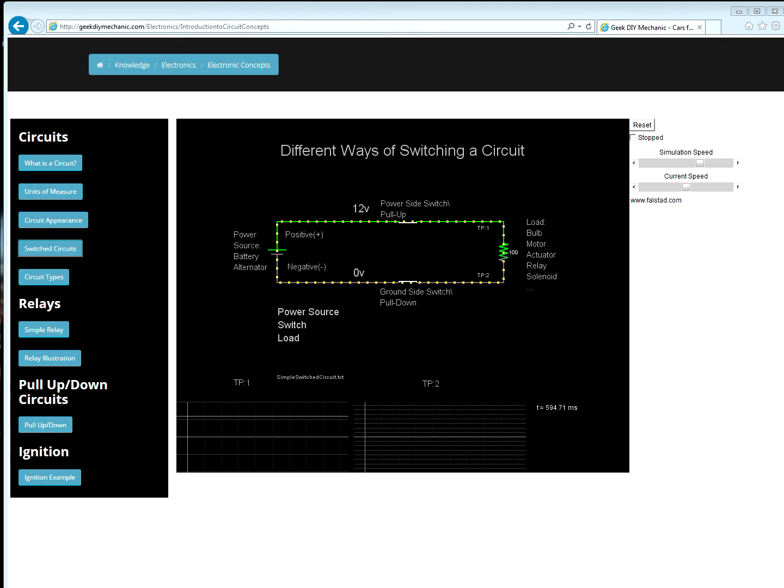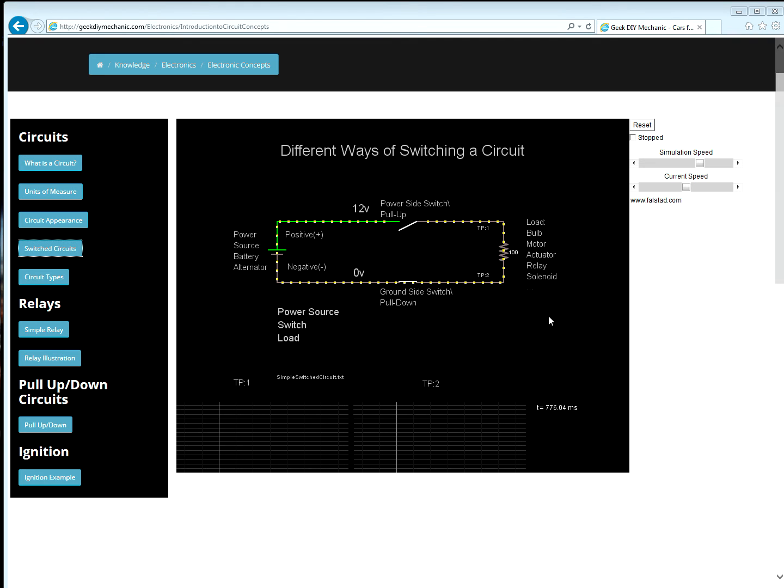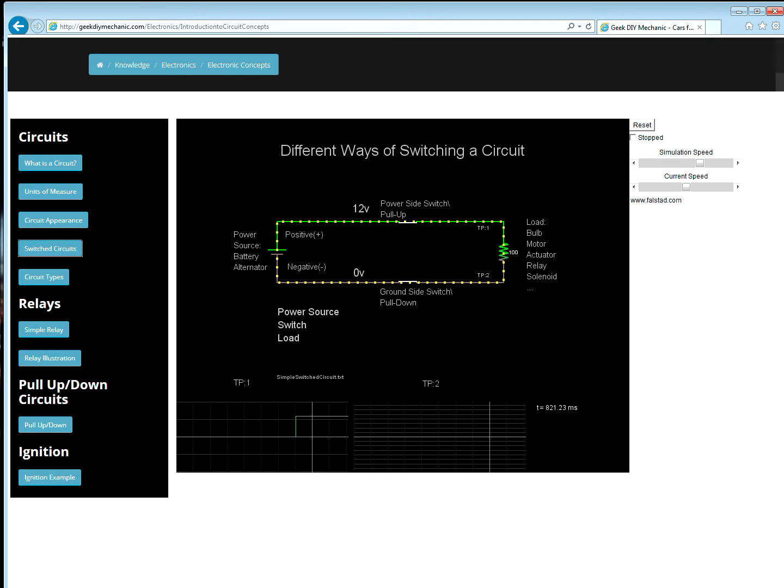Let's start by opening the top switch. After opening the switch, we notice that both test points drop to 0 volts. So when the top switch is closed, allowing current to flow again, it pulls up the voltage from 0 to 12. Thus, switches in this position of the circuit in relation to load are considered pull-up or power side switches.